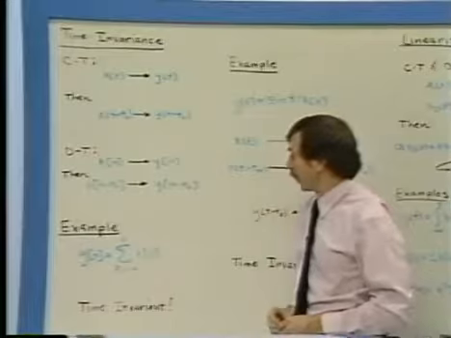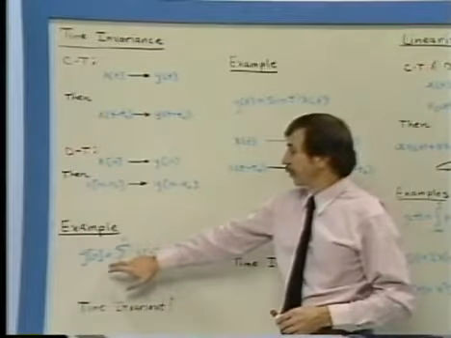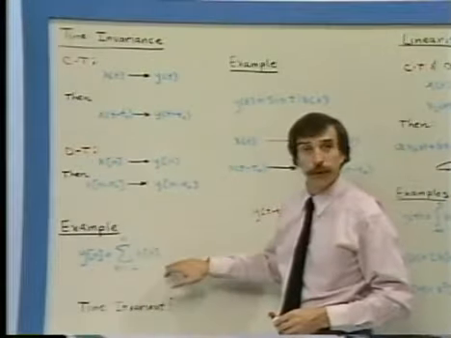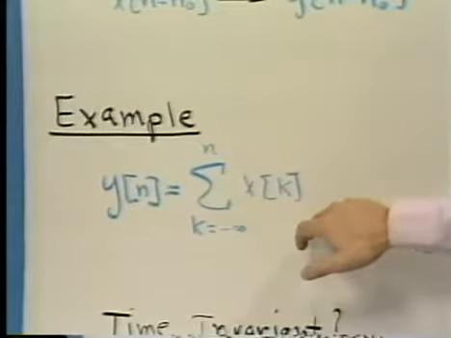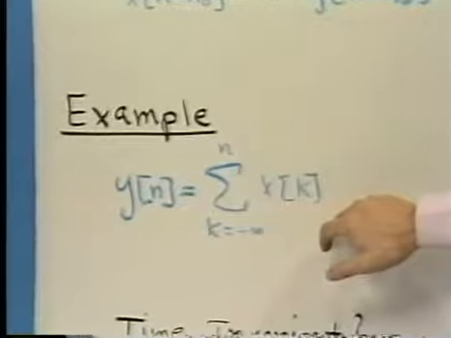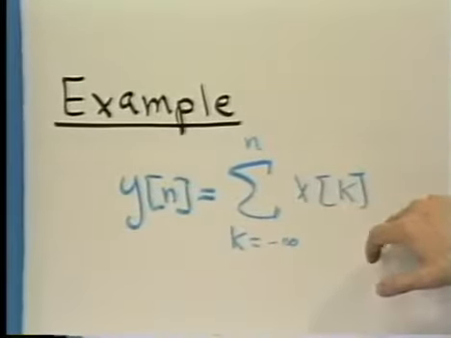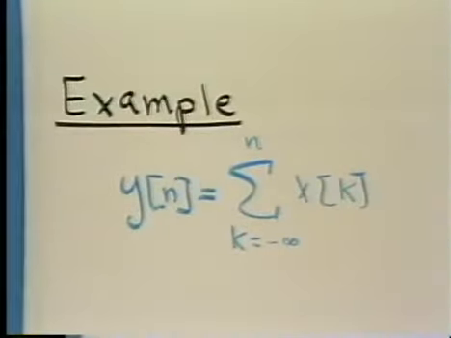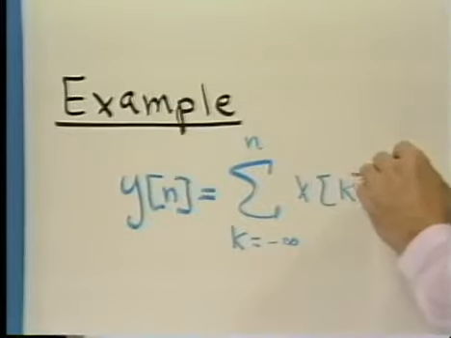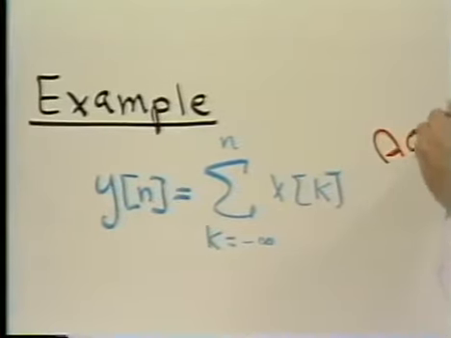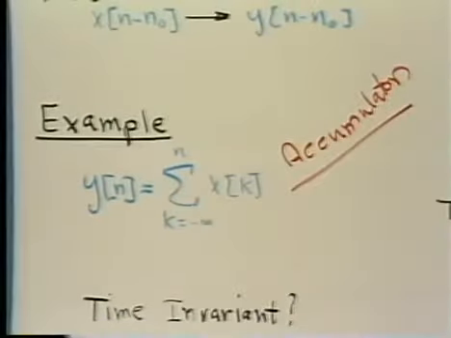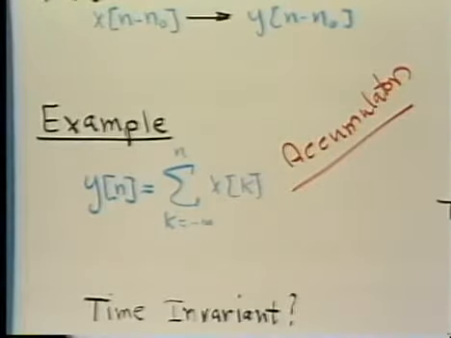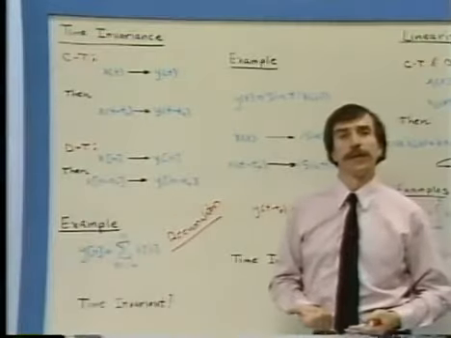For example, if we have the system I've shown here, which, by the way, is the system that we talked about previously to go from an impulse sequence to a step sequence. We called it a running sum, and it's also often called an accumulator. What it does is accumulate past values of the input. Well, is the accumulator time invariant?